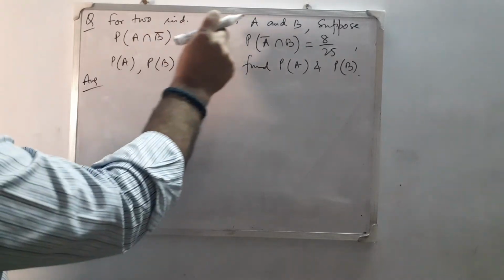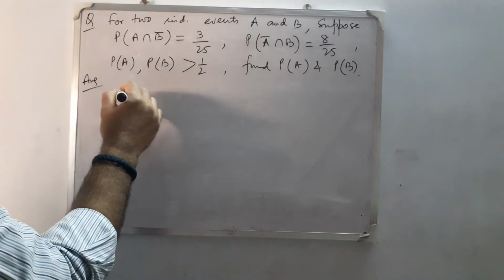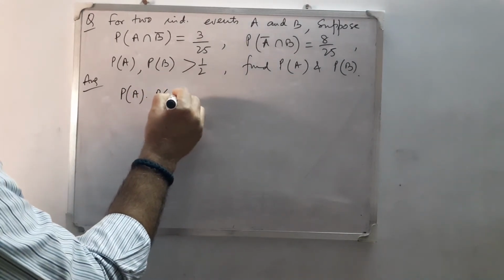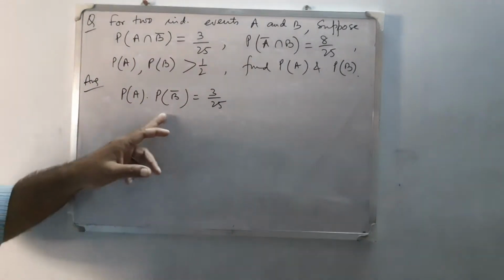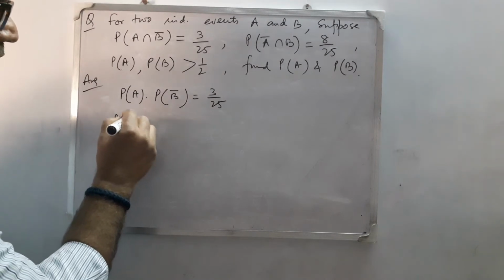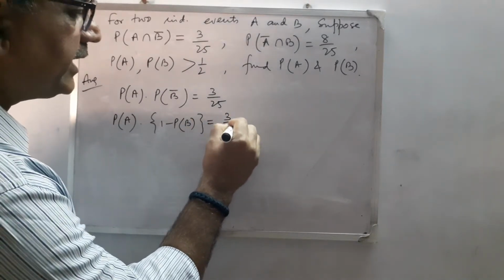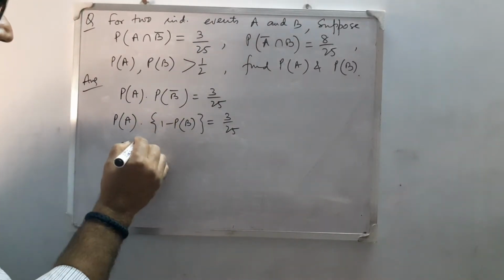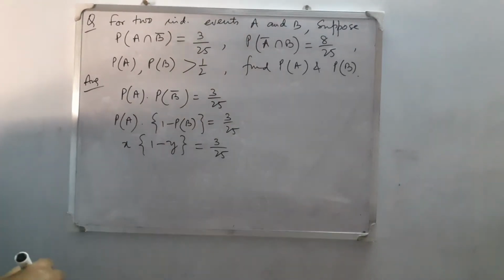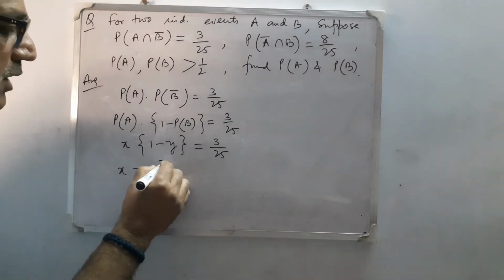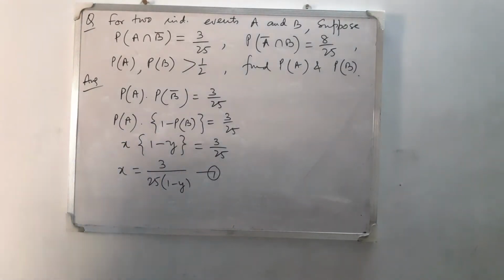Answer. You see, A and B are independent events, so A and B̄ are also independent events. So we can write P(A) × P(B̄) = 3/25 as per this result. Now this P(B̄) can be written as 1 − P(B), so P(A)(1 − P(B)) = 3/25. Let us take P(A) as X and P(B) as Y. So X(1 − Y) = 3/25. So what is the value of X? X = 3/25(1 − Y). Let us take it as number 1.